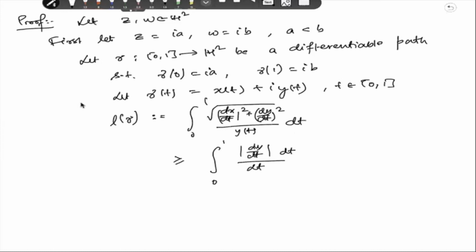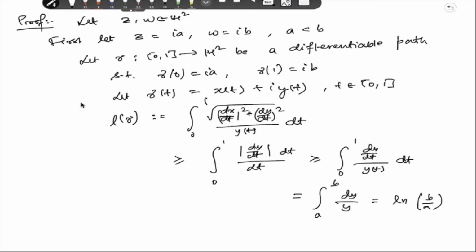And this integration is again, because I have taken the modulus which is positive, greater than or equal to the integral of dy by dt divided by y(t) dt. And this is basically equal to the integral from a to b of dy by y, which is nothing but log of b by a. So what we have proved is that the length of gamma is greater than or equal to log b by a.